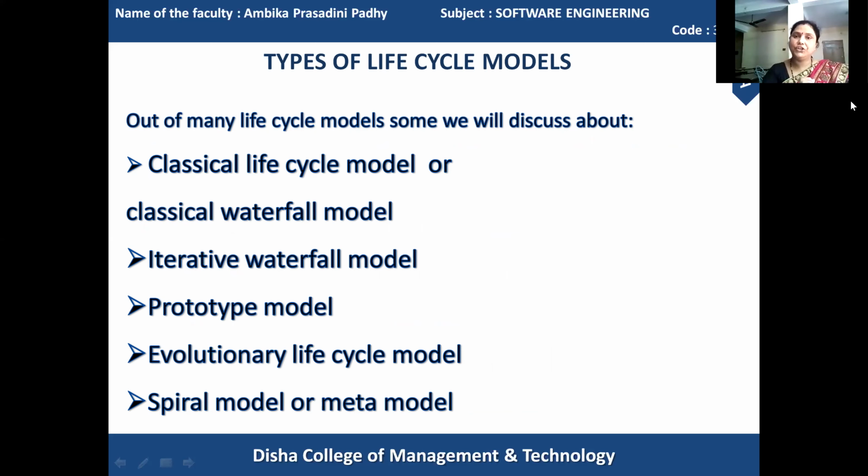Your classical life cycle model, also known as your classical waterfall model. The second one is the iterative waterfall model. Third one, the prototype model. The evolutionary life cycle model is the next one. And the spiral model or the meta model is the next one. These are your required models, those present in your latest points to discuss as per your syllabus.